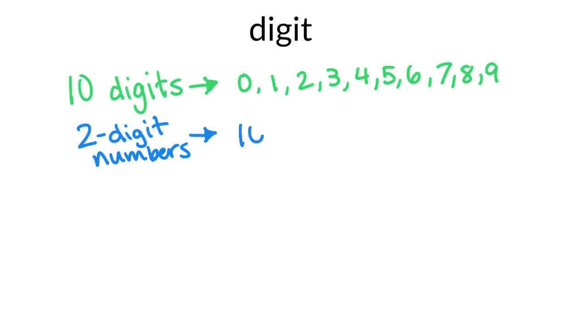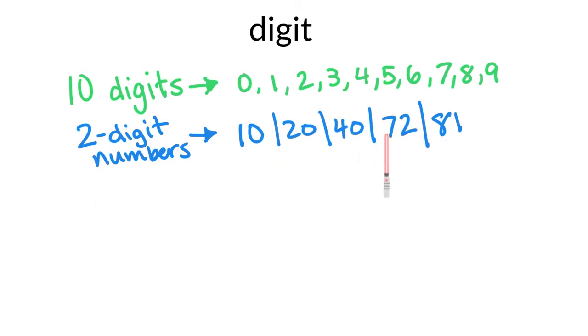Do we think 10, maybe 20, maybe 40, maybe 72? How about 81? These are all 2-digit numbers. 1 and 0 are digits. 2 and 0 are digits. 81 is made up of a 1 and an 8.